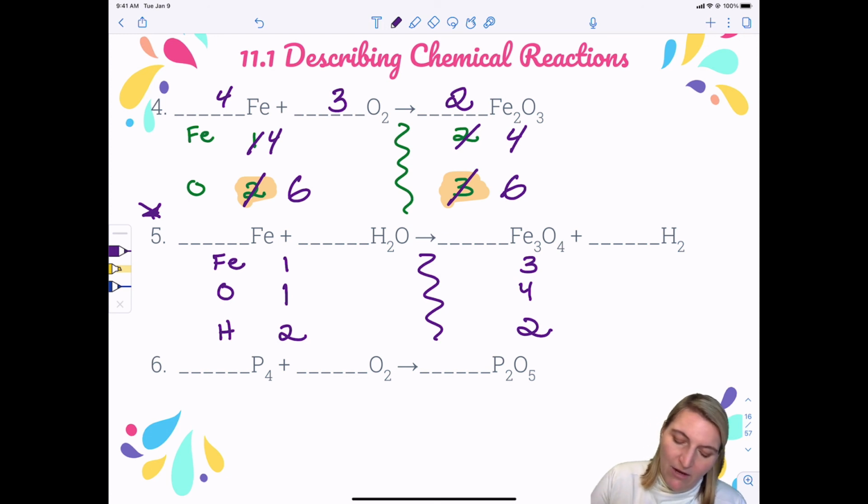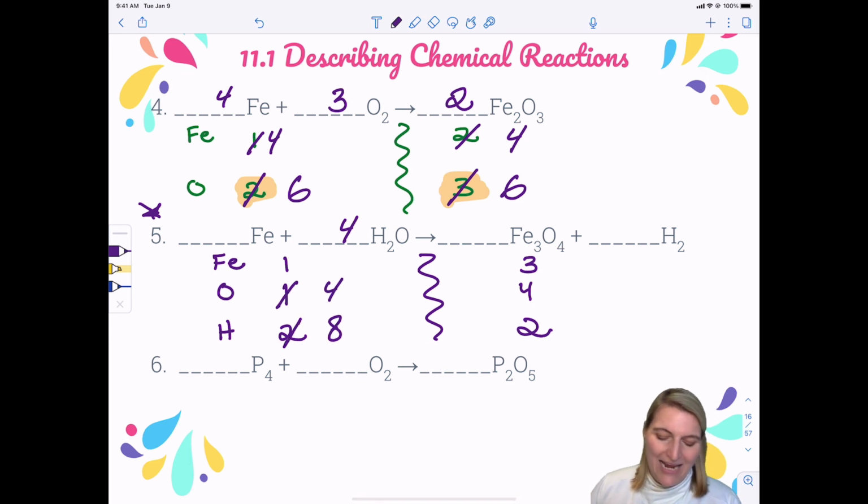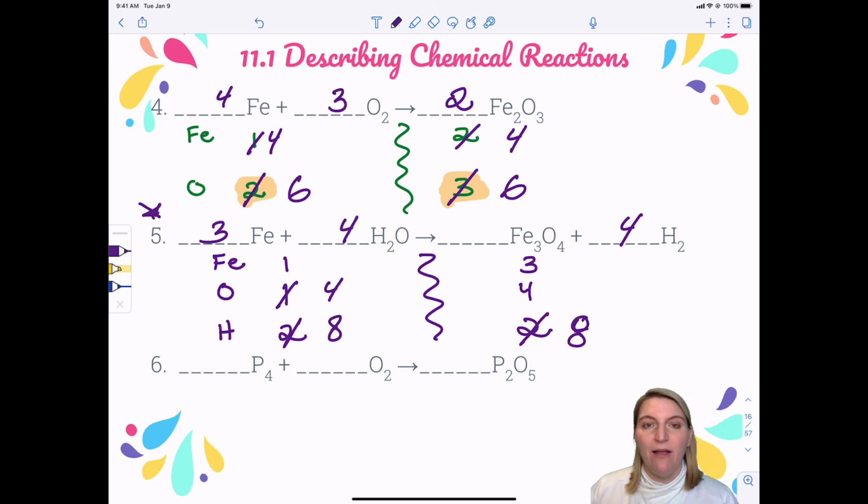So if I try to balance out my oxygen first, I put a 4 here. That makes oxygen 4, but that makes my hydrogen 8. No big deal. I just put a coefficient of 4 there, meaning my hydrogen goes up to 8, and I still just need to balance out my iron with a 3 there.